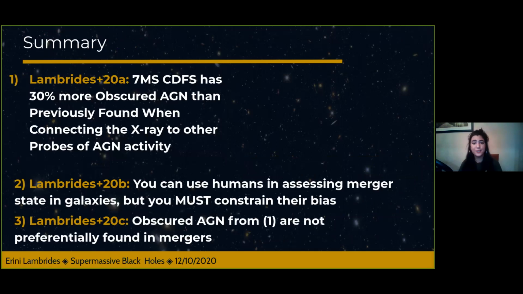And summary. So paper 1, there's more obscured AGN than you think in Chandra 7 megaseconds south. We find 30% more obscured AGN than previously found when connecting the X-ray to other probes of AGN activity. Paper 2, purely a methodology paper. So if you're a stats nerd about these things, definitely come talk to me. You can use humans in assessing merger state in galaxies, but you must constrain their bias or try to estimate their bias. And paper 3 is obscured AGN. The obscured AGN sample found from paper 1 are not preferentially found in mergers. Thank you, and I'm looking forward to some interesting questions.